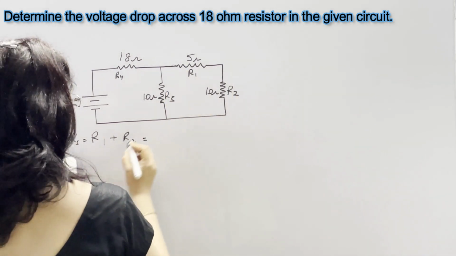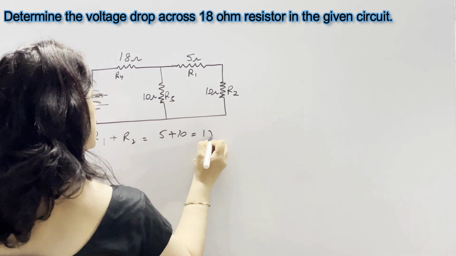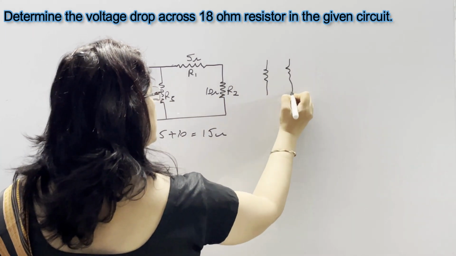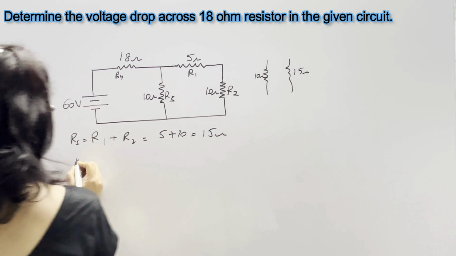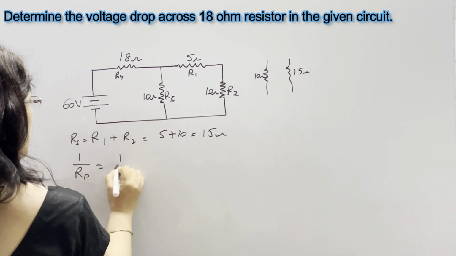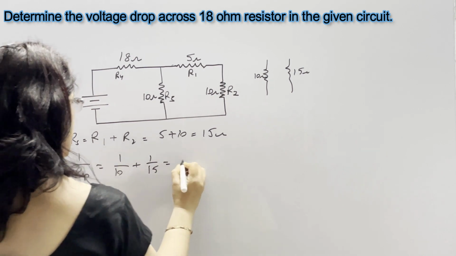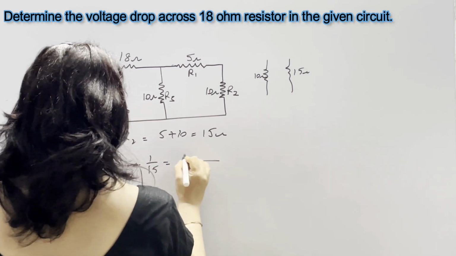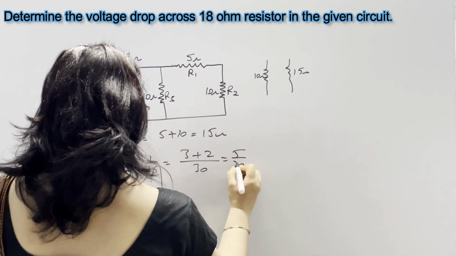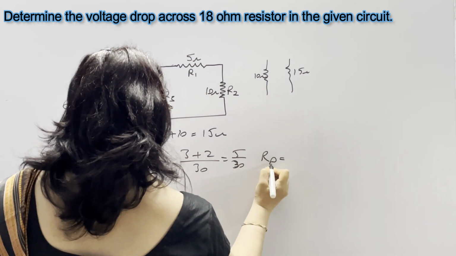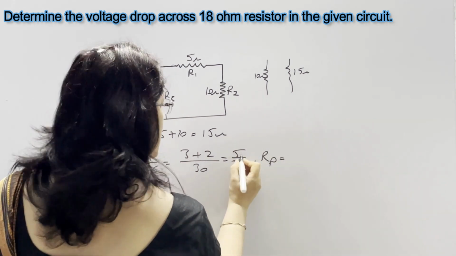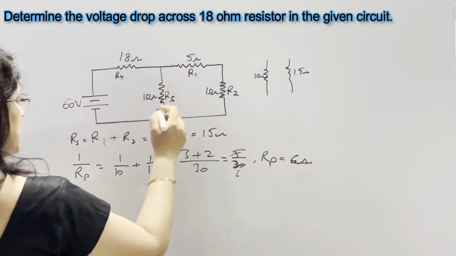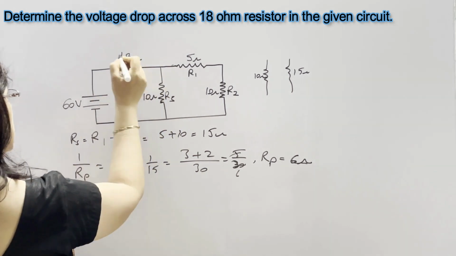So the series combination of R1 and R2 is 5 plus 10, it means 15 ohm. Now this 15 ohm is connected with this 10 and this 15. It means these are in parallel combination. So 1 upon Rp is equal to 1 upon 10 plus 1 upon 15. LCM of 15 and 10 is 30. So 3 plus 2, 5 upon 30. So it means the value of this parallel combination is 6 ohm. Now further this series resistor is also there.